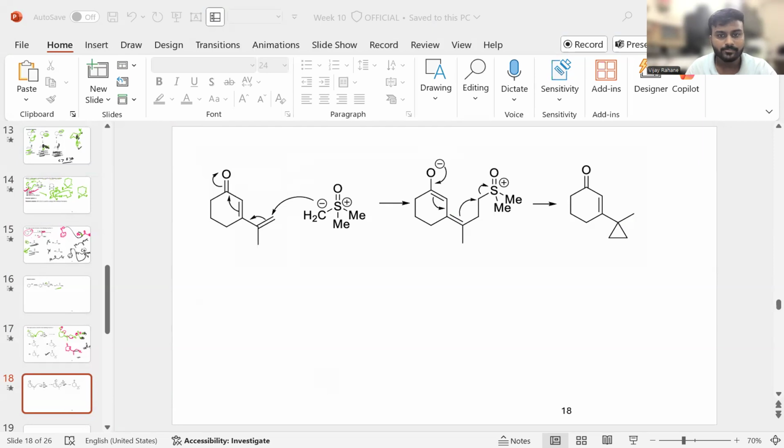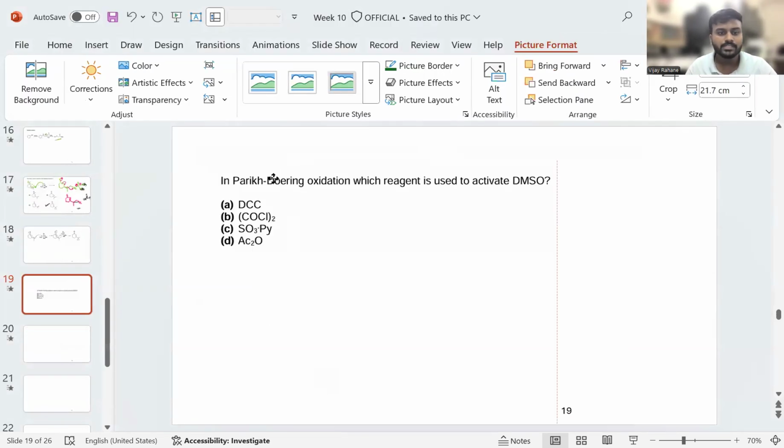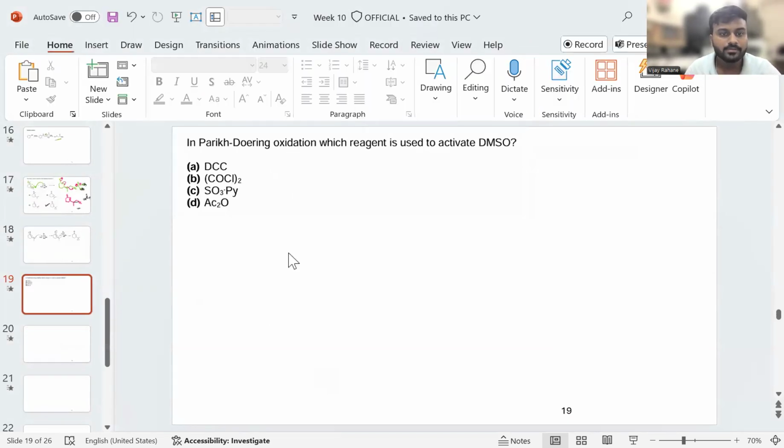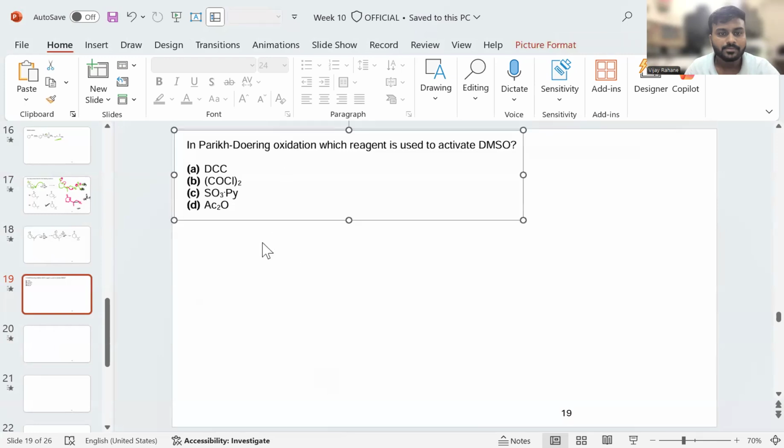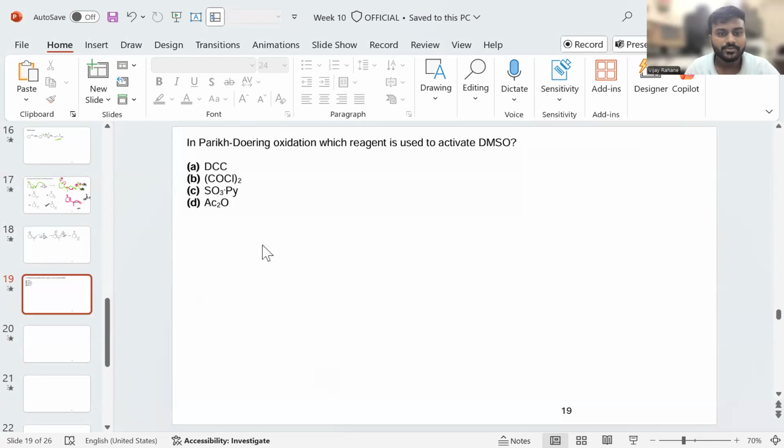Basically in week 11, most of the questions are based on oxidation reactions, so I will take a few questions from week 11 also. So this is the question: in the Parikh-Doering reaction, sorry, oxidation, which reagent is used to activate DMSO?